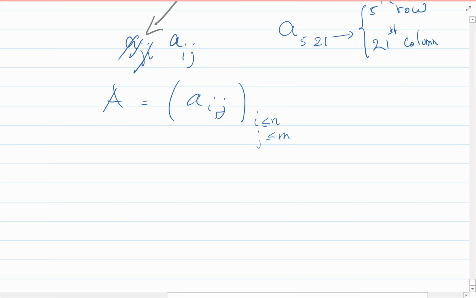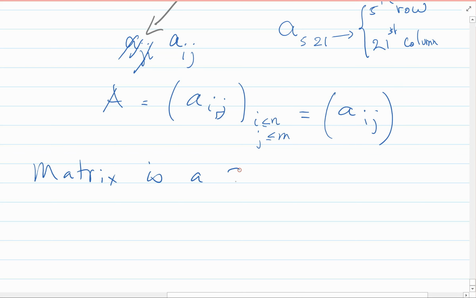If we know the size of the matrix, then we don't need to do that, because we know that the first index i represents the rows and the second index j represents what? The columns.